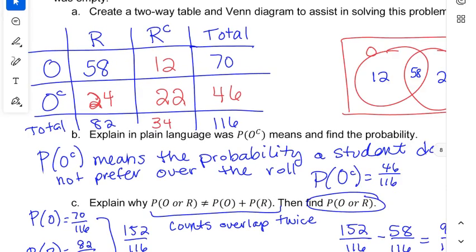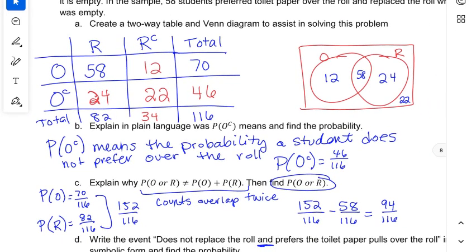And then probability of O complement. It means the probability a student does not prefer over the role. So make sure you put the probability in, because it's P of, so it's probability of a student does not prefer over the role. Don't write complement because the reader does not know what complement means. You have to be very specific and detailed in how you write it.